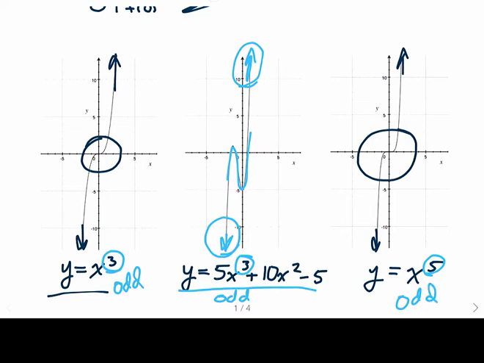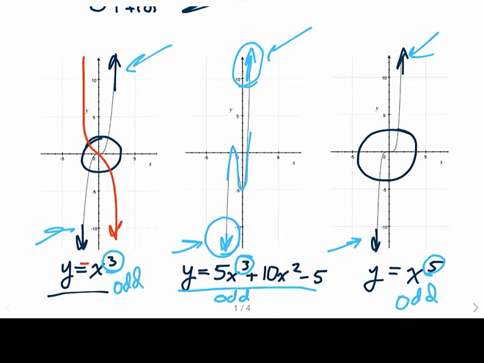And so if you see an odd degree polynomial, you know that the end behavior is going to be such that the ends don't match. They point in opposite directions. You may also recall that if a coefficient were negative, then the graph would be upside down, but that would not affect the ends not matching.